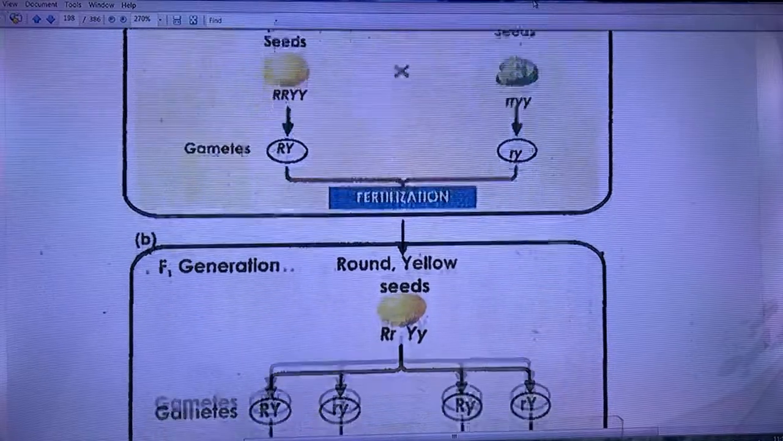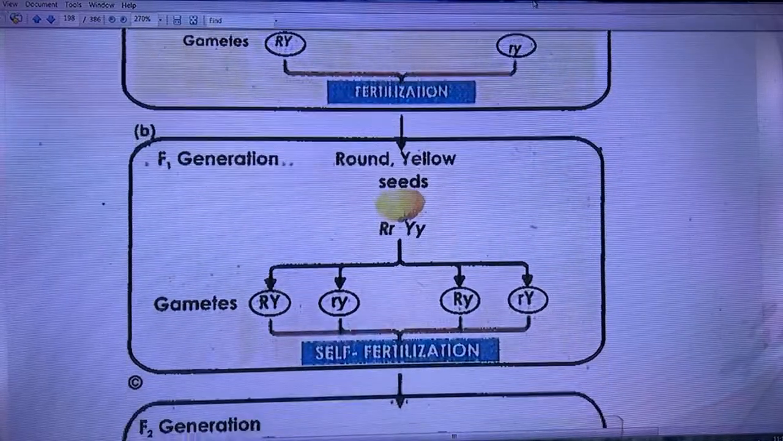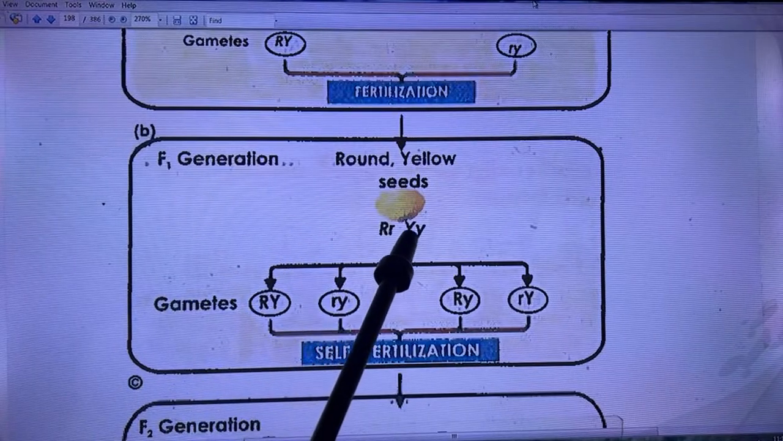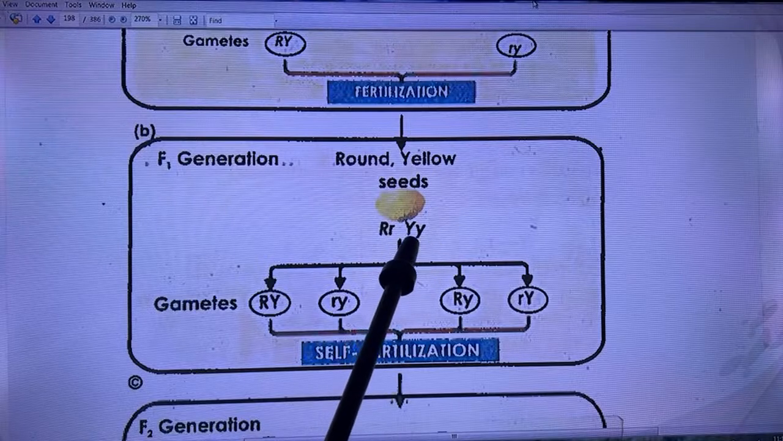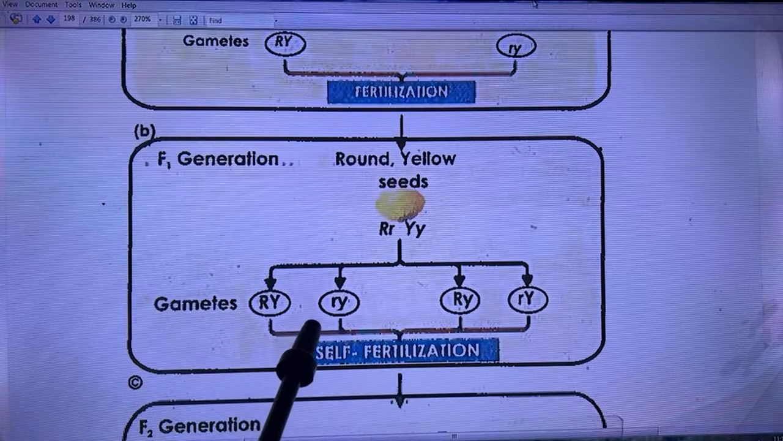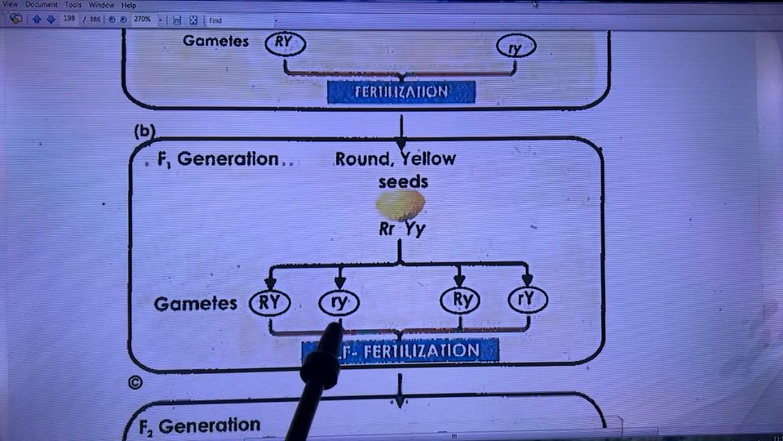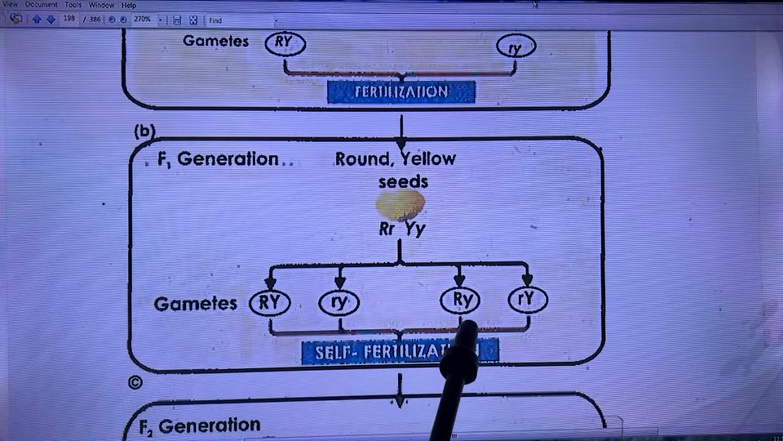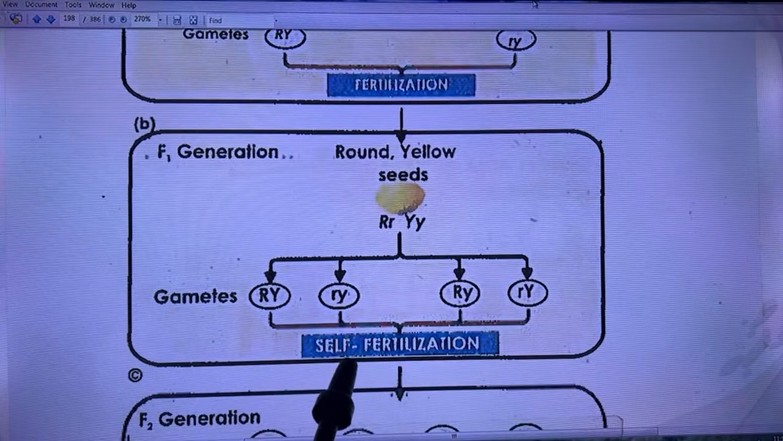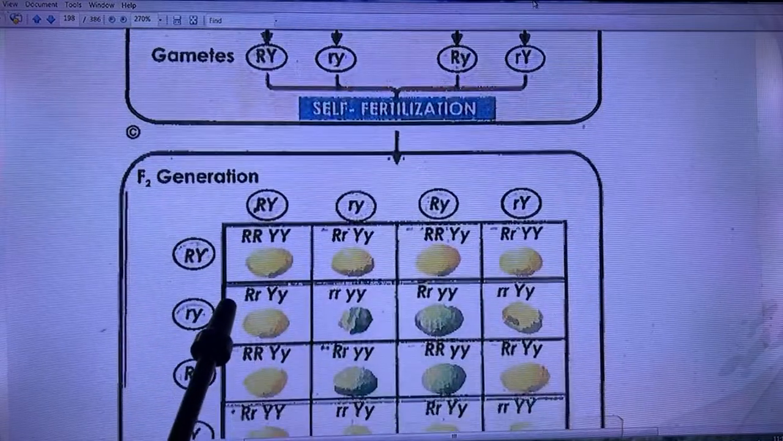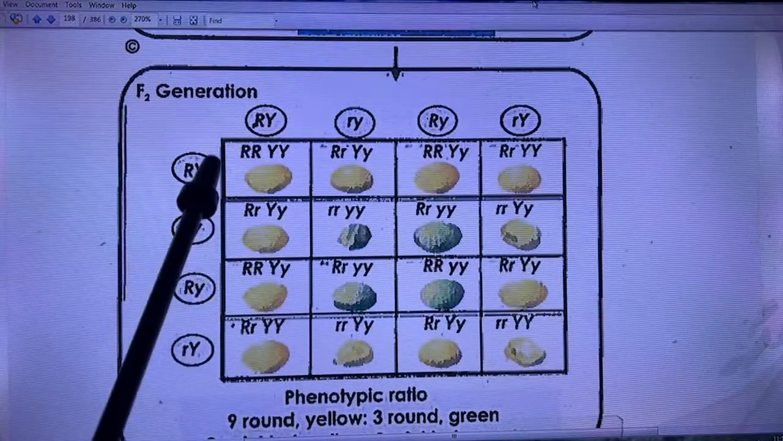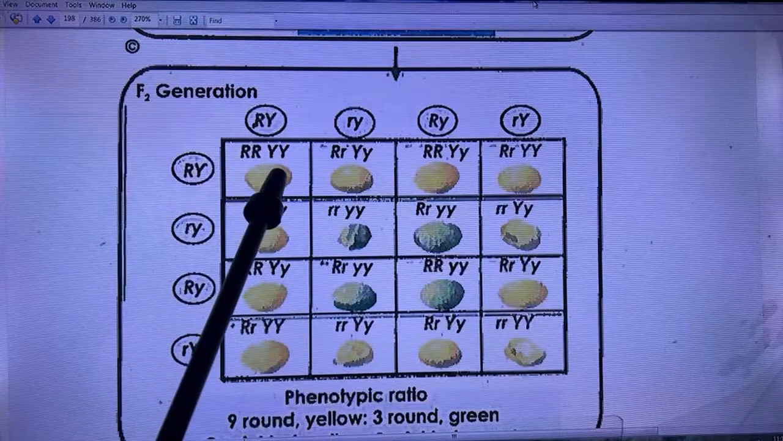After fertilization, the second generation seeds are capital R, small r, capital Y, small y. But the seed is round. This is the dominant character. Gametes: R, Y, capital Y, small y, capital R, small y, small r, capital Y. Self fertilization of the F1 generation. This is the crossing between these. R R, Y Y.